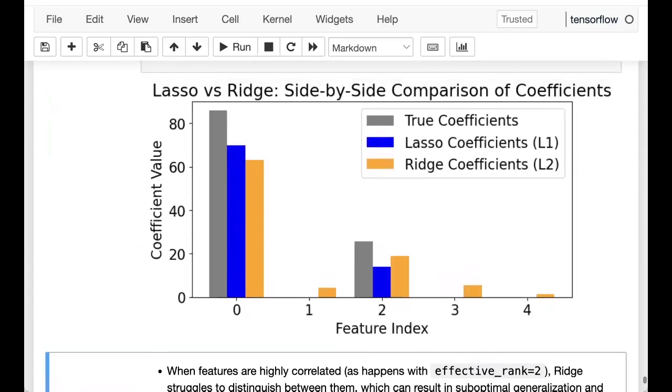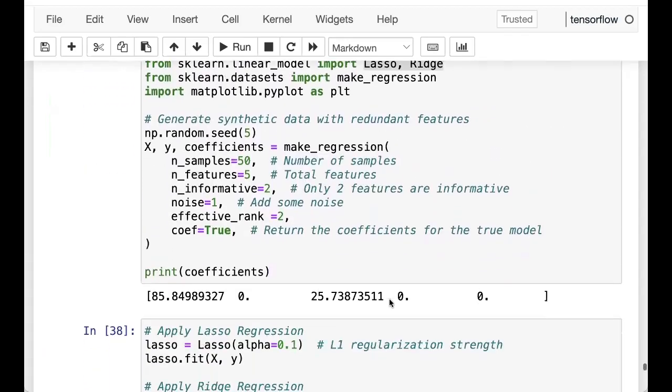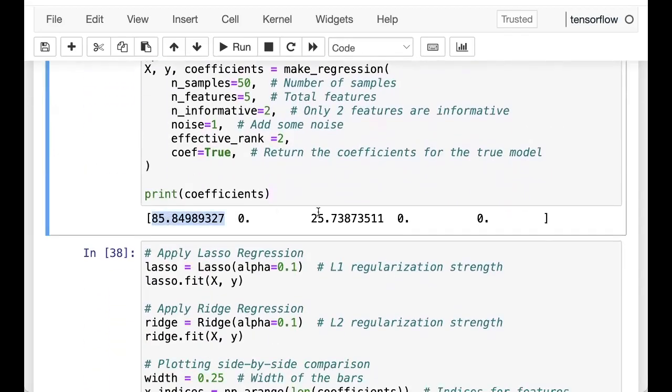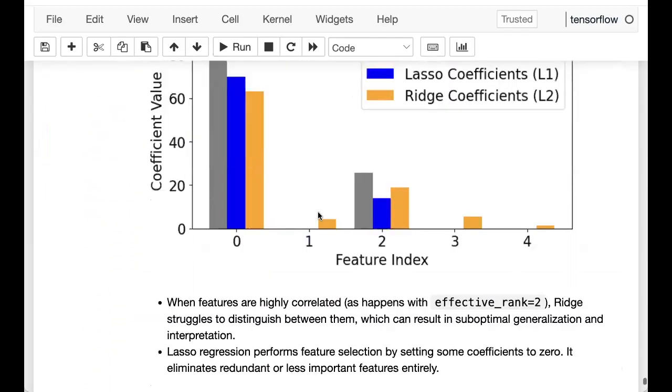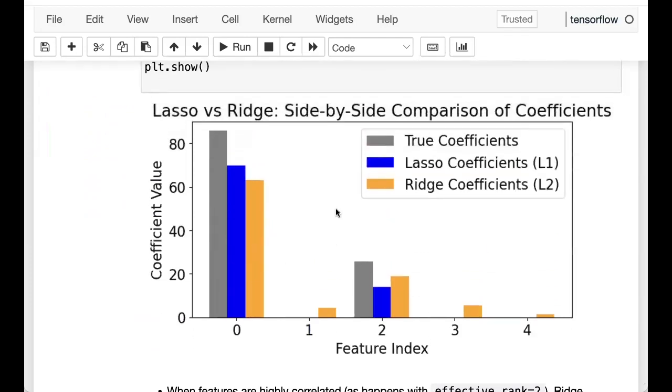So if you look at the result, it's very interesting. So remember, here we have 5 coefficients for 5 features. And we use index 0, 1, 2, 3, 4. And we can see that the true coefficients that we have are these gray ones, the one for feature index 0 and feature index 2, right? So these are what, hopefully, we can get as close as possible to.